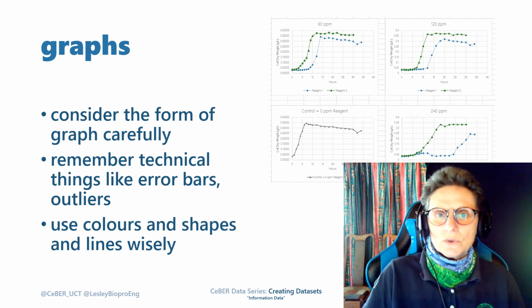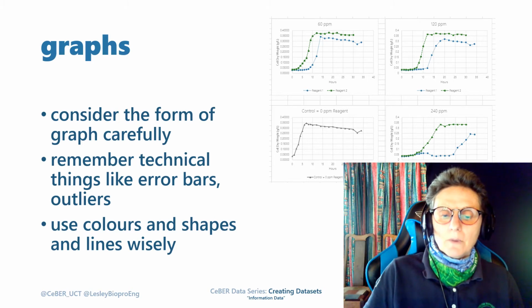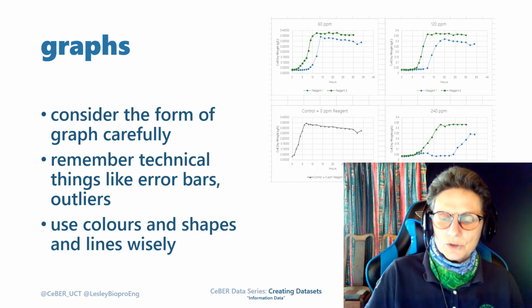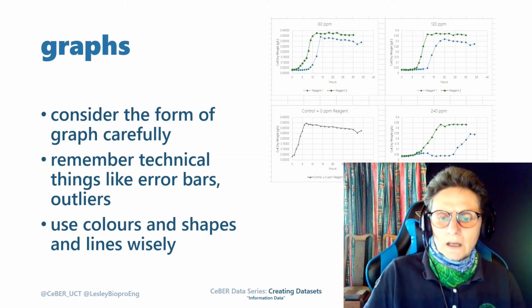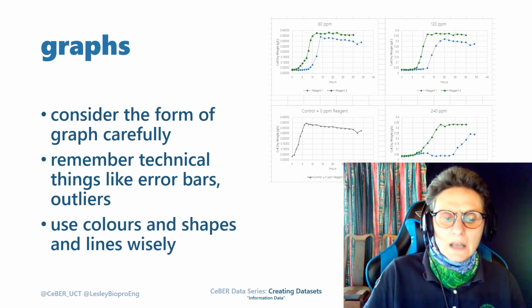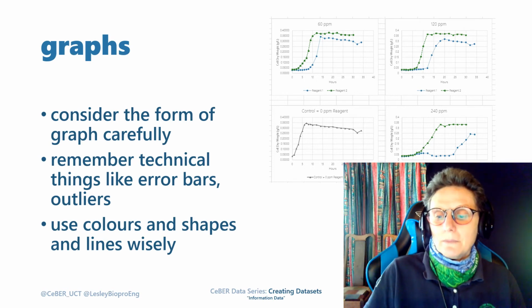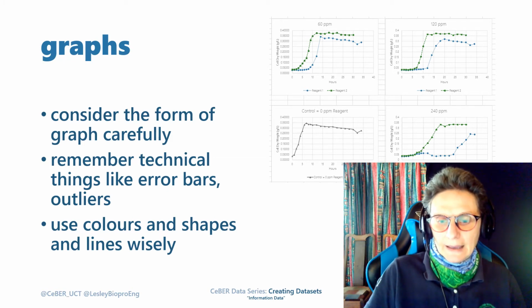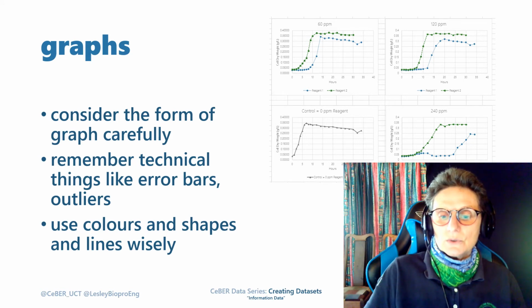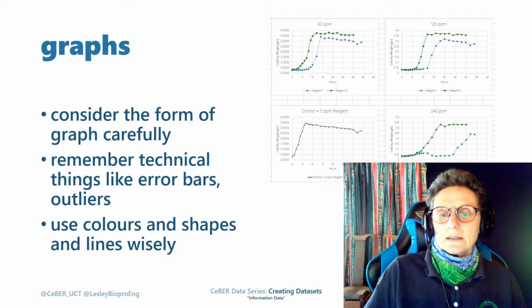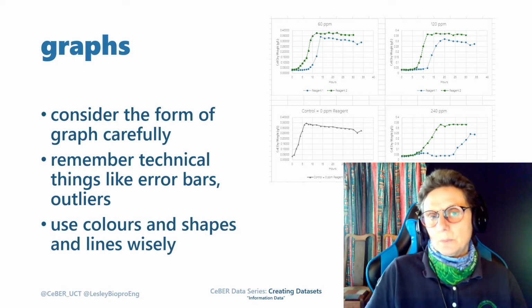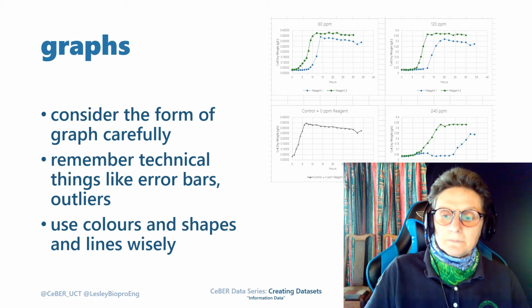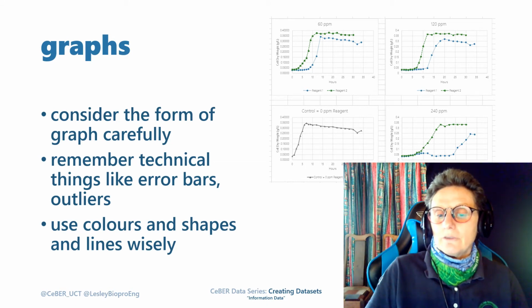And then make sure you remember things like error bars, work out what you're going to do with outliers and how you're going to demonstrate that. And then use your colors and shapes and types of line wisely. So remember that some people are colorblind. Less and less frequently today people look at things in black and white, but that also needs to still be acknowledged. Not everybody can see the difference between green and blue, or between red and green often. So you can look that up to make sure that you've shown it in a form that everybody will be able to read.